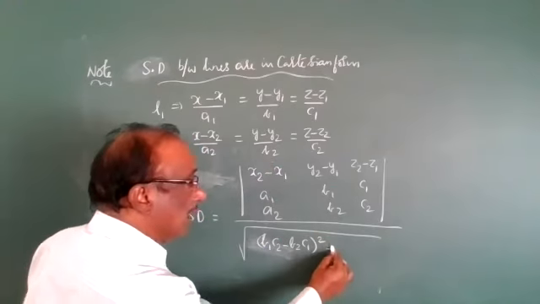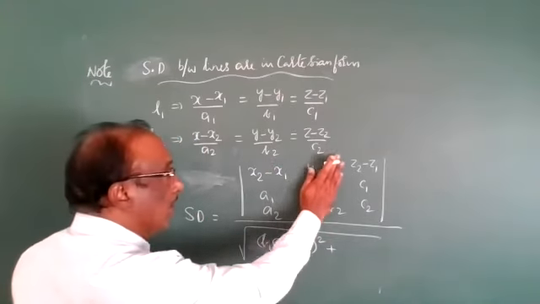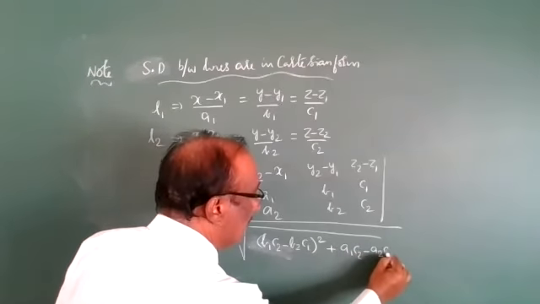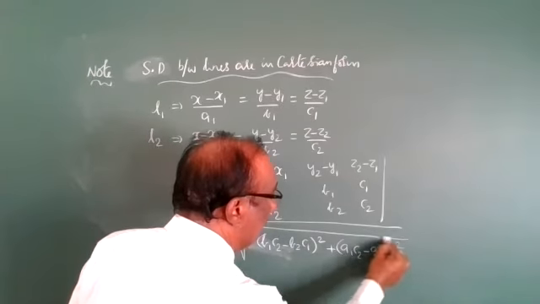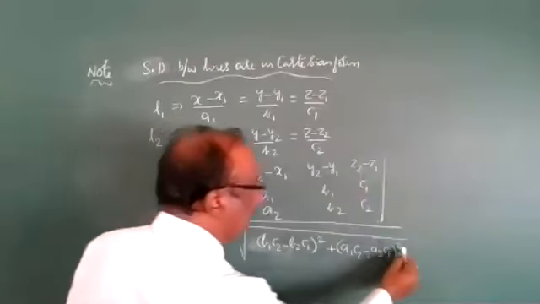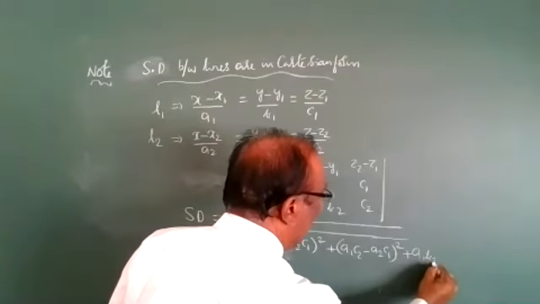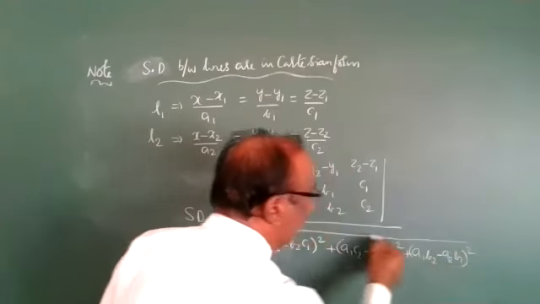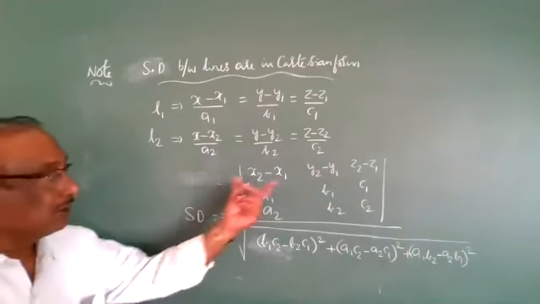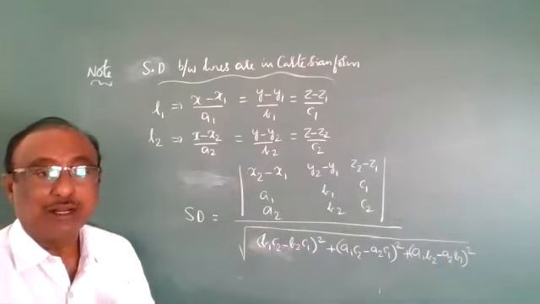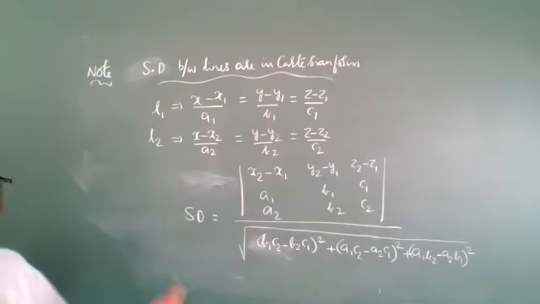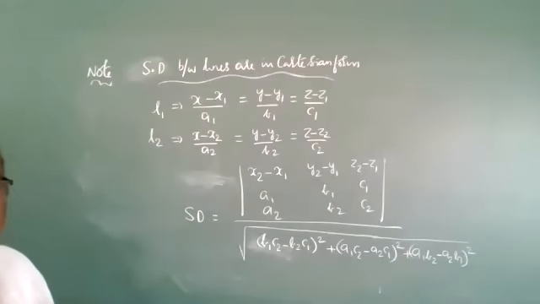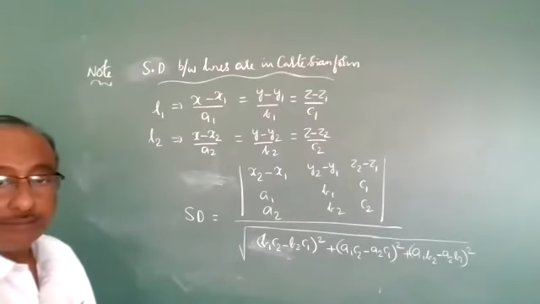For the second one, all are plus only, write down. Second one, close a1: a1 c2 minus a2 c1, whole square. Third one, write down, close this one: a1 b2 minus a2 b1, whole square. This is the formula for finding the shortest distance, the determinant divided by this value. It should be remembered. No need to prove it in the examination. Just we have to remember that one.